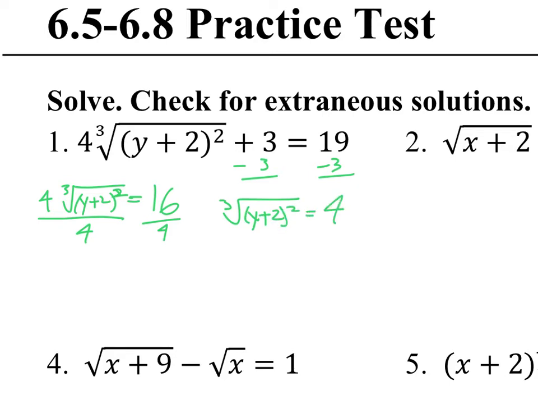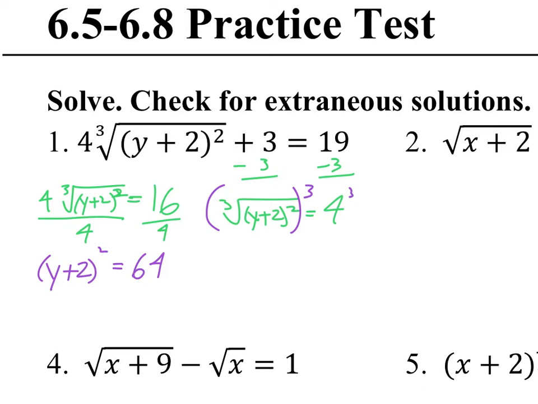Now, you can decide whether you want to square root both sides first or cube both sides first. In this case, it's simple enough to just go ahead and cube both sides. Works out well enough. That leaves us with (y plus 2) squared equals 64. Sometimes if the number ends up being very large, I'd rather square root first, but this works out just fine.